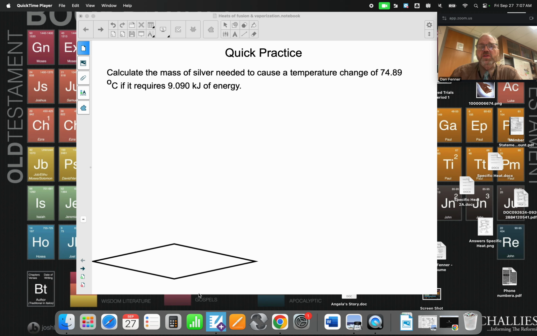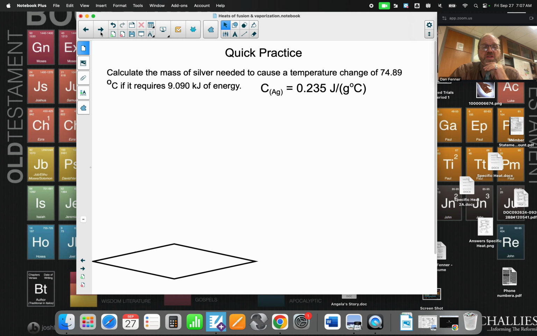Calculate the mass of silver needed to cause a temperature change of 74.89 degrees Celsius. It requires 9.090 kilojoules of energy. You do need to know the specific heat of silver since it's not water this time. The specific heat of silver, C of silver, is 0.235 joules per gram degree Celsius. So pause this, give yourself a chance to work through it, and see if you come up with the correct answer.